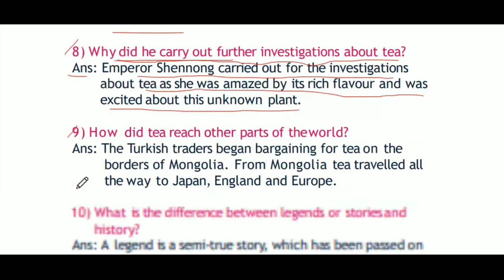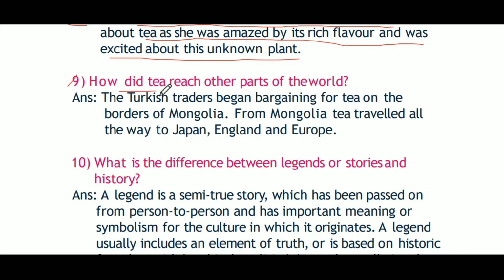Question number 9. How did tea reach other parts of the world? Answer is, the Turkish traders began bargaining for tea on the borders of Mongolia. From Mongolia, tea traveled all the way to Japan, England, and Europe.